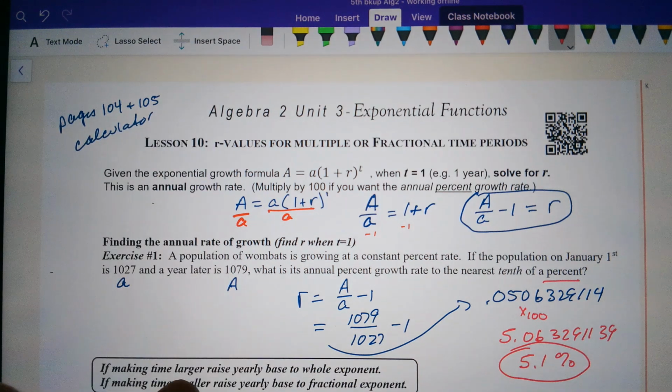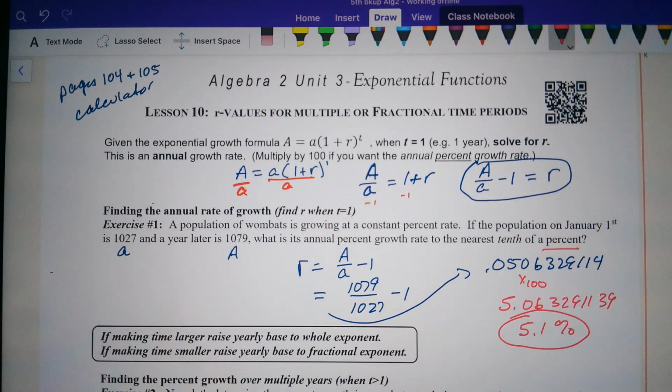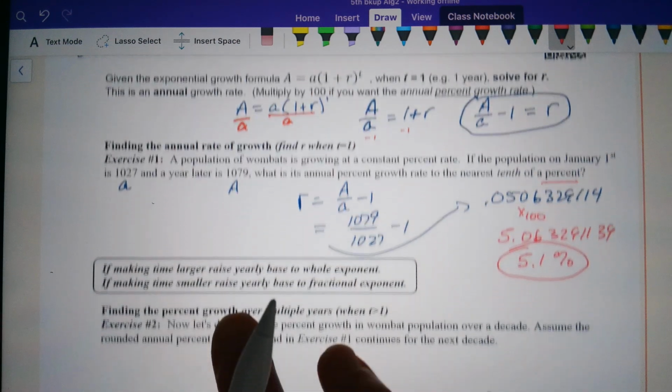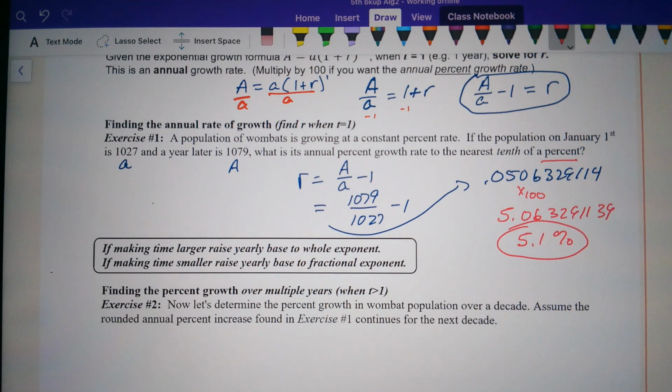If making time larger, we raise our yearly base to a whole exponent. If making time smaller, we raise our yearly base to a fractional exponent. Finding the percent growth over multiple years. This is when t is greater than 1. Let's determine the percent growth in wombat population over a decade. This is where our time is 10. Assume the rounded annual percent increase found in exercise number 1 continues for the next decade.